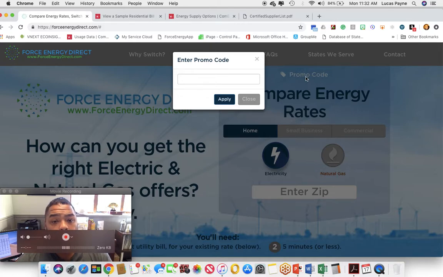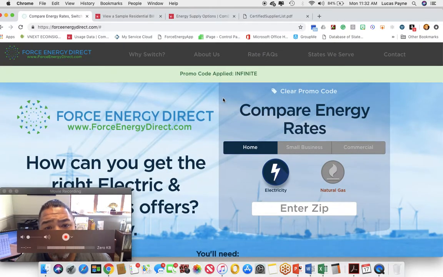But if you want to make sure that, for instance, we'll type in Infinite, who's one of our top marketing affiliates in the Chicagoland region. We click apply. That promo code is applied for Infinite, the number one marketing firm. This is going out to them, so we'll know that they were the ones responsible for tracking this particular client. It doesn't change pricing because we're already offering the best pricing, but it makes sure that our agents and our partners like you are compensated for this.